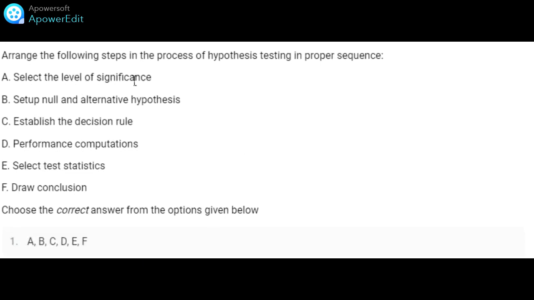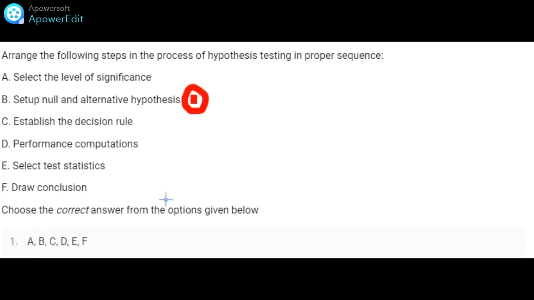Question number 2 is: arrange the following steps in the process of hypothesis testing in proper sequence. Let's again discuss in detail first. What steps do we follow while testing a hypothesis? The first step is to set up a null hypothesis and an alternate hypothesis. This is the first step: whether there is a difference from the mean or not.